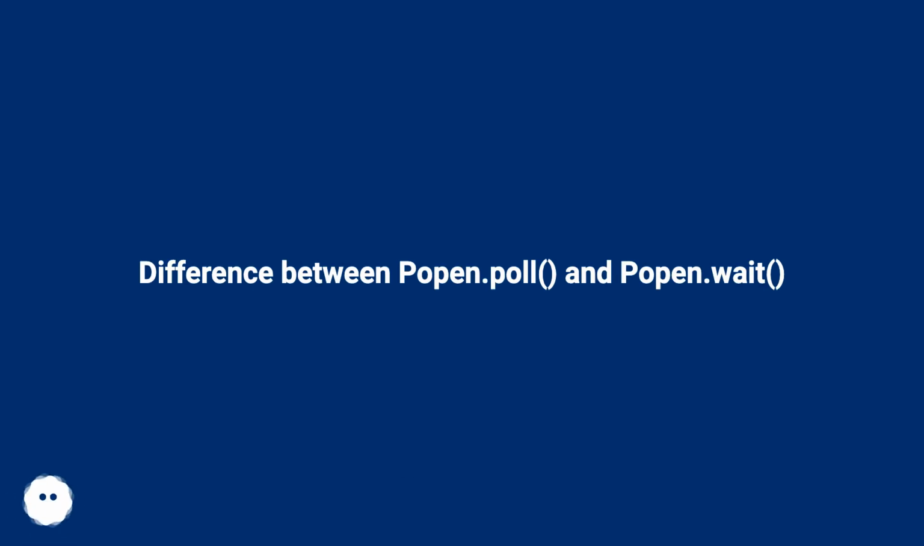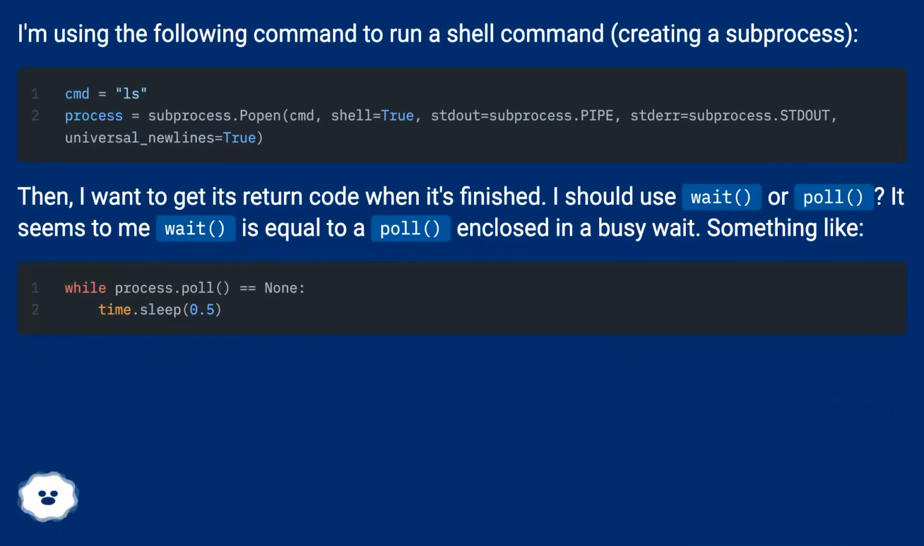Difference between Popen.poll and Popen.wait. I'm using the following command to run a shell command, creating a subprocess. Then, I want to get its return code when it's finished. I should use wait or poll.